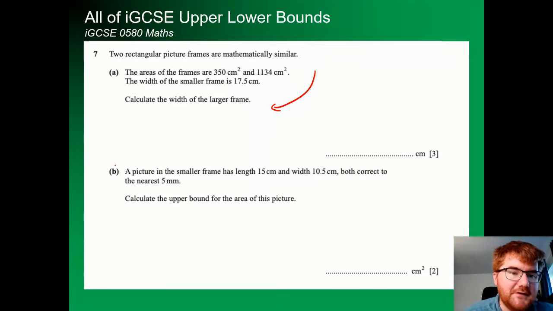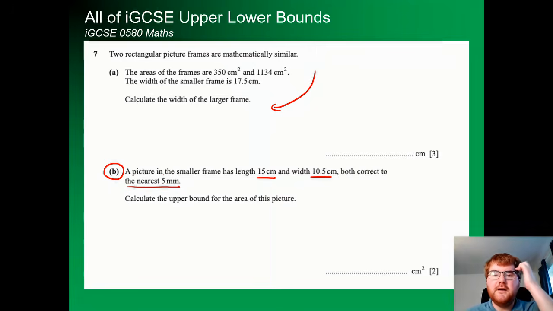But we're going to focus on question B here, which is a picture in the smaller frame, has length 15 centimeters and 10.5 centimeters, correct to the nearest 5 millimeters. Again, warning bells, centimeters, millimeters. We're going to have to do something about that. Calculate the upper bound for the area of the picture.